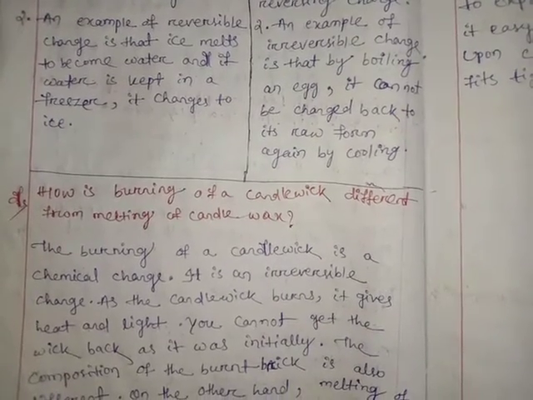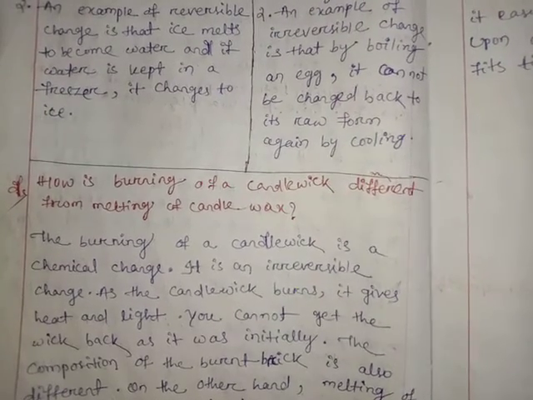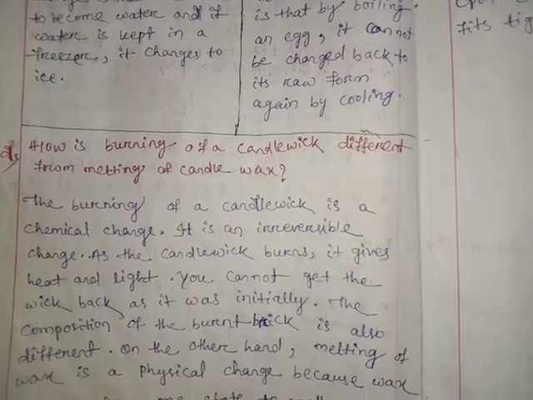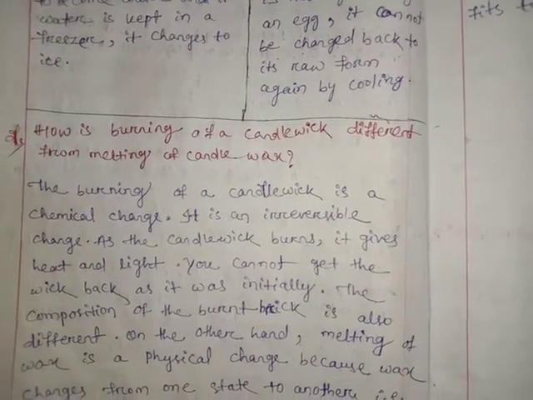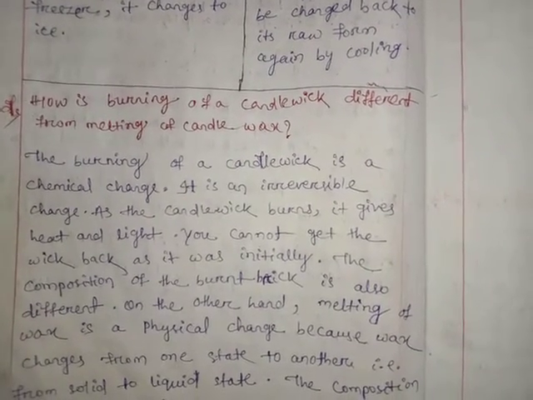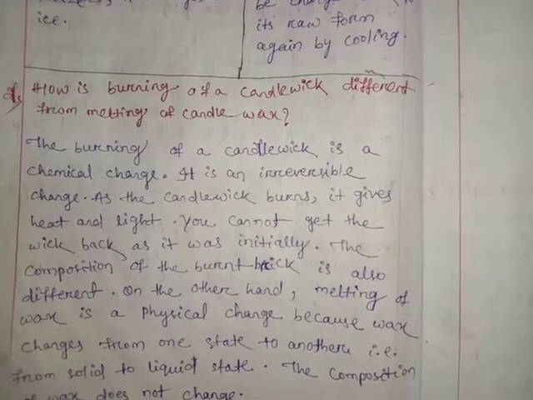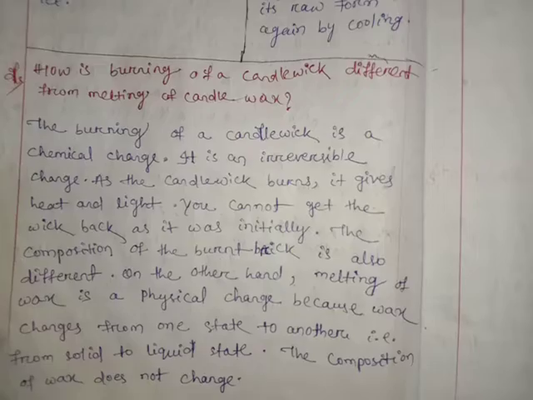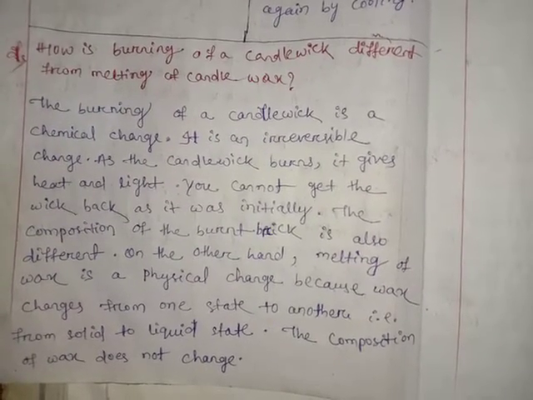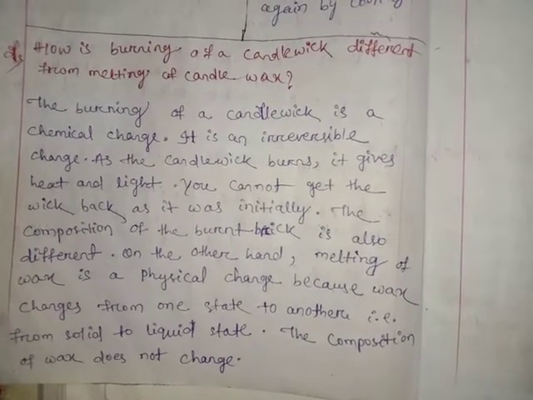Then number D, how is burning of a candle wick different from melting of candle wax? The burning of a candle wick is a chemical change. It is an irreversible change. As the candle wick burns, it gives heat and light. You cannot get the wick back as it was initially. The composition of the burnt wick is also different. On the other hand, melting of wax is a physical change because wax changes from one state to another, that is, from solid to liquid state. The composition of wax does not change.